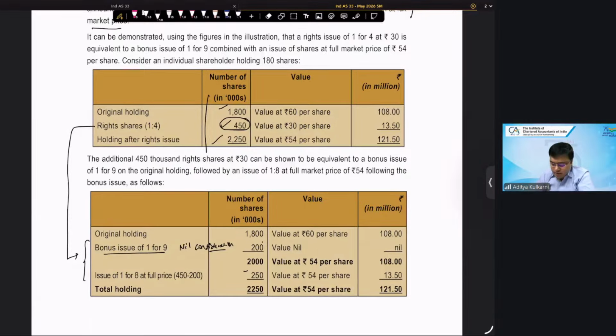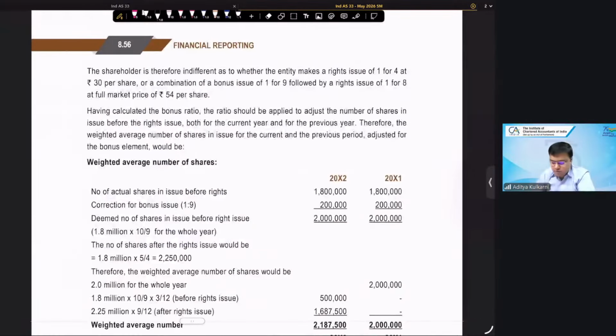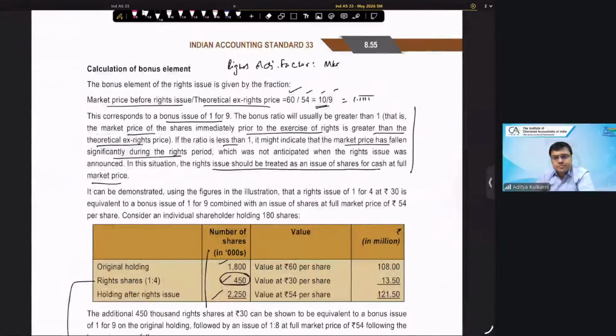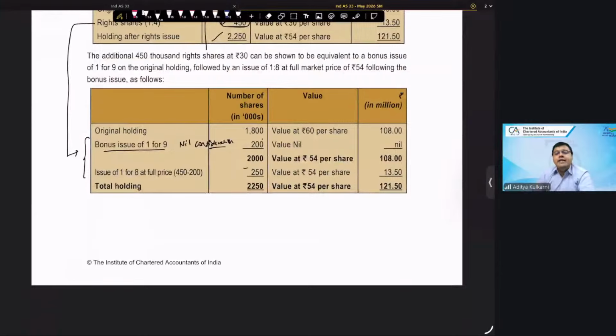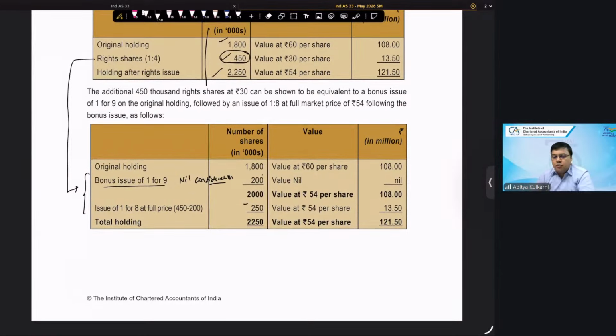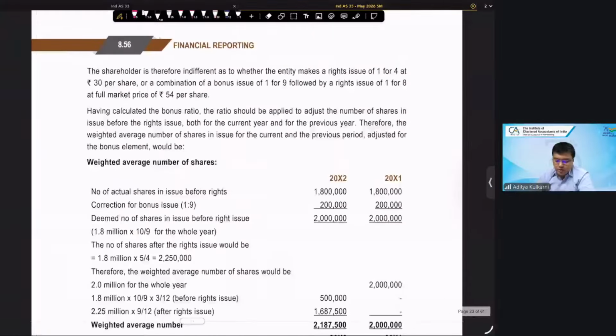Swaminathan, Lavanya, are you able to follow or not able to follow? Yes, sir. Sure? Yes, sir. Okay. So this is how the interpretation of rights issue works. Though I have issued 450 shares at 30, the interpretation is it is equivalent to 250 shares at full price, 200 shares bonus. That is how you interpret.